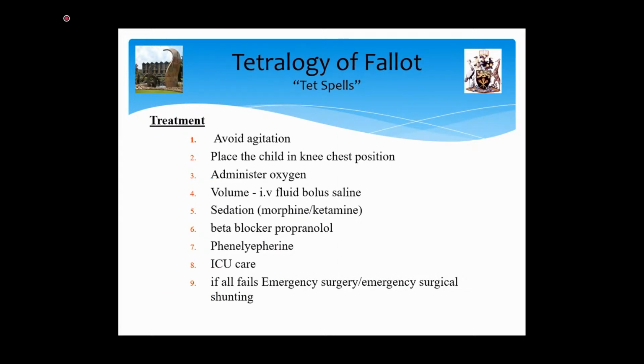We've talked about this. Reduce agitation in TET spells, place the child in knee-chest position, administer oxygen, give fluids, sedate to calm them. Beta blockers, propranolol, phenylephrine. If you have an ICU, send these children to ICU. They're the ones we should ideally operate on as soon as possible. I've stayed more on TET spells and TOF because they are common causes of cyanosis in children, and we can do something about them in this country.